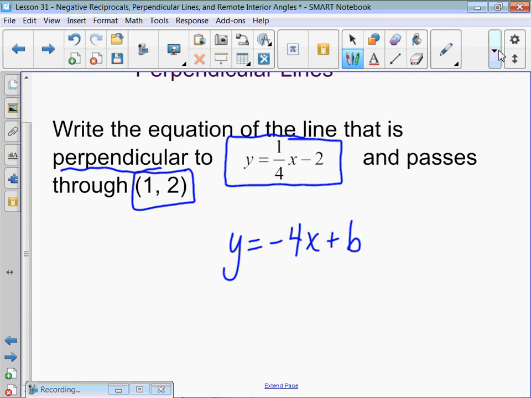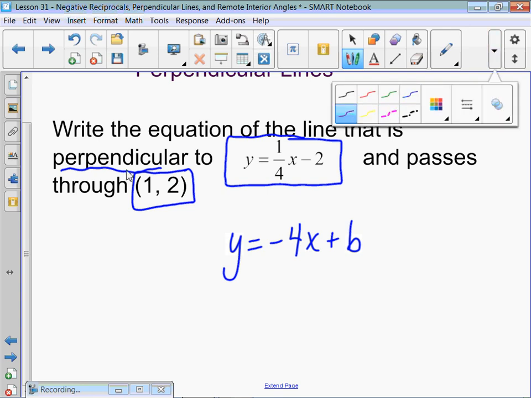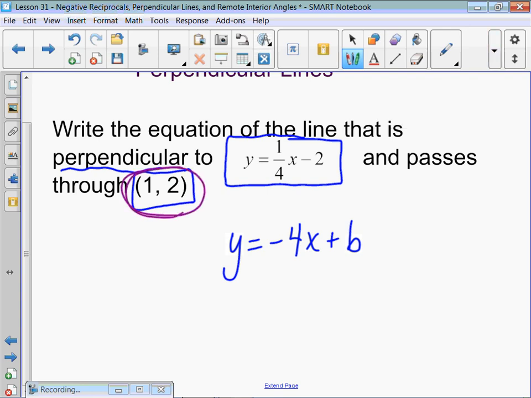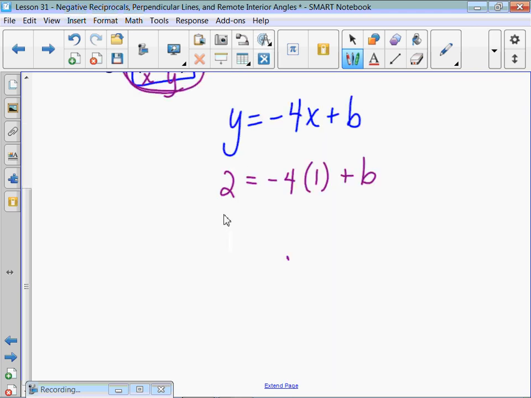All right, so Hanzo, what do I do with my coordinate point right here? Yep. So 2 is going to go in for the y. 1 is going to go in for the x. And that's how we find our y-intercept. So -4 times 1 is -4. And then I'm going to add 4, which gives me 6 for the b.